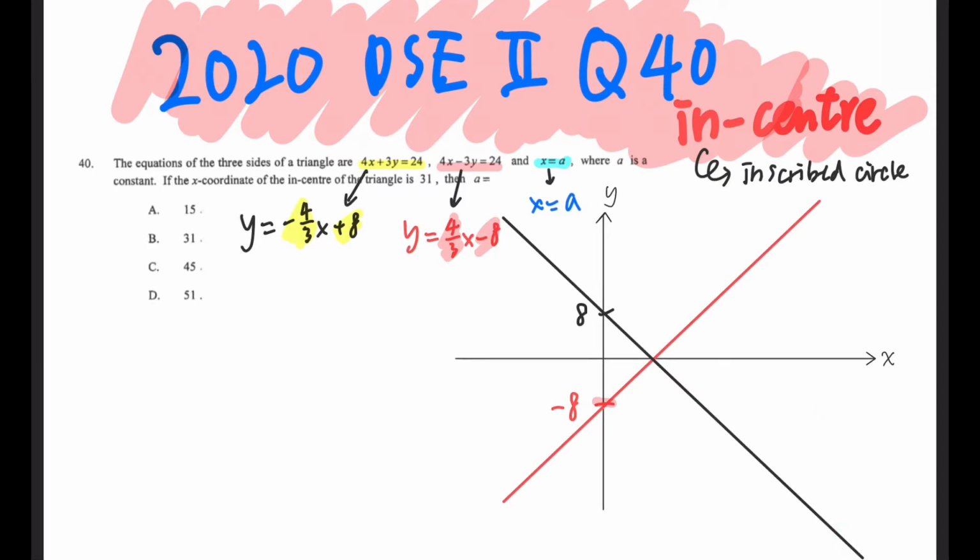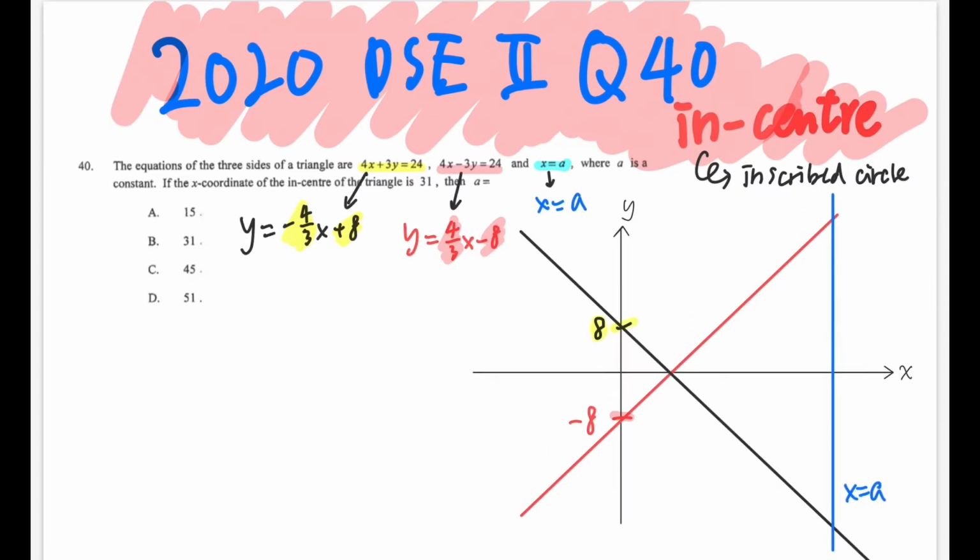So it is a vertical line, and the x-coordinate of the incentre is 31. It means inside the triangle we have a point at 31, and you should understand it should be here somewhere. So the incentre would be at 31 over here. It means x equals a has to be on the right-hand side. The meaning of x equals a is that this point is a. And what about this other point? This point is the intersection between the red line and the black line, so y equals 0, and then we can look for x. So 4x plus 3 times 0 equals 24, and we can easily find that x equals 6 for the x-intercept.